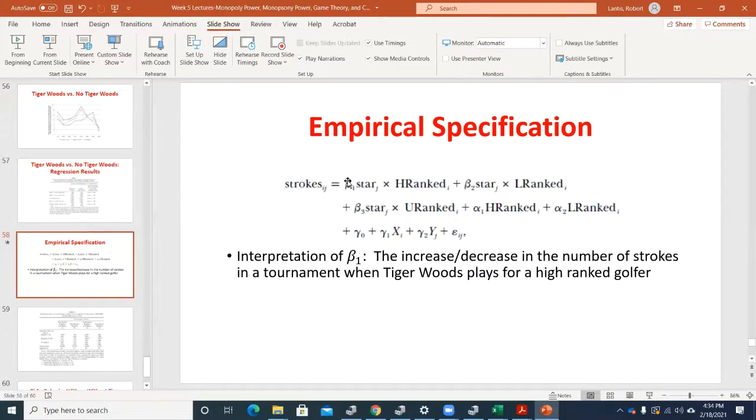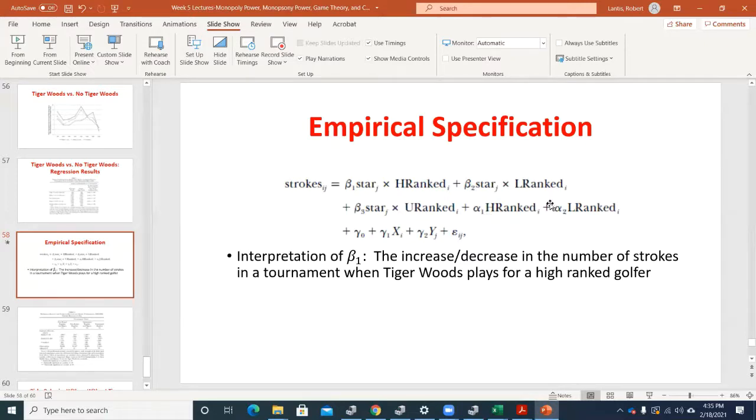So beta 1 here would represent the increase or decrease in the number of strokes over that 18-hole game if they're going up against Tiger Woods and they're highly ranked. And then beta 2 would be the additional strokes, or decrease, that you would expect if they're going up against Tiger Woods and they're low ranked. And beta 3 if they're going up against Tiger Woods and they're unranked. Okay? It would have to be both ones.